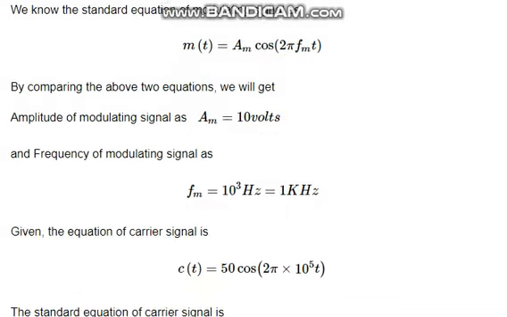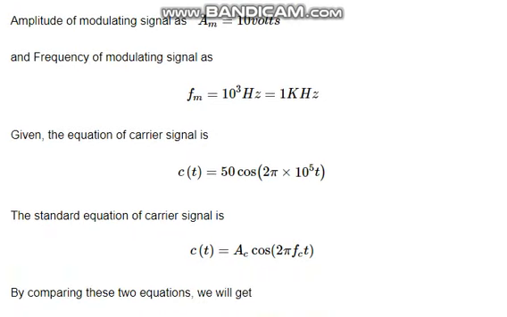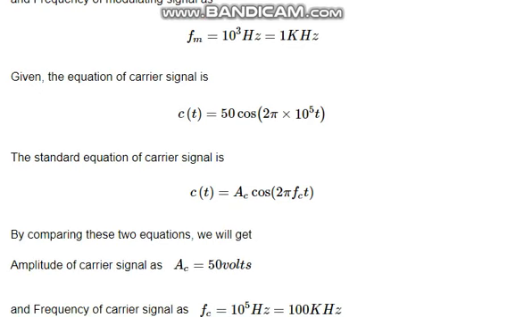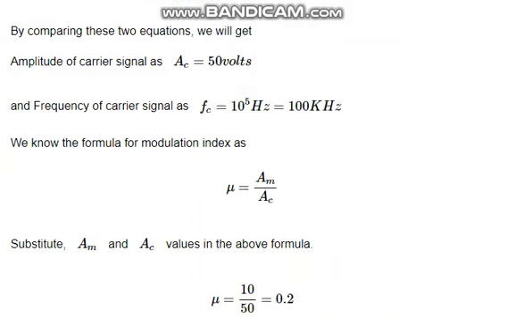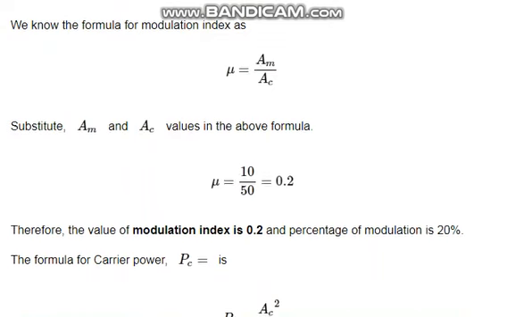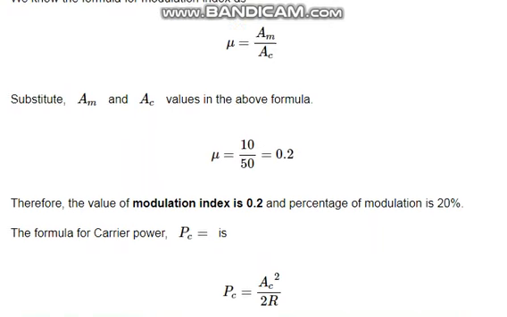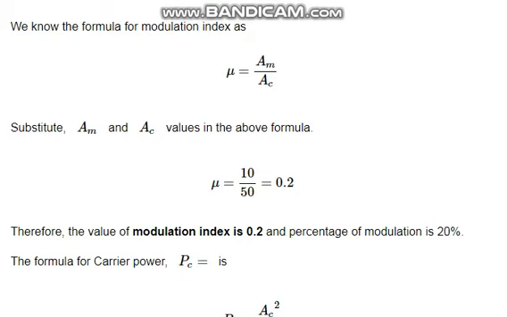So we get the frequency and the amplitude of the modulating signal. Then the carrier signal c(t) has to be compared to the standard form, that is c(t) = Ac cos 2πfc t. By this we get 50 volts as Ac, the amplitude of the carrier signal, and the frequency of the carrier signal fc is 10^5. You know that the carrier signal frequency is quite a lot higher than the message signal, the modulating signal, that we want to transmit.